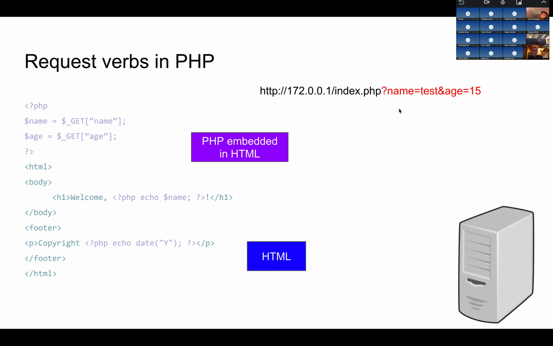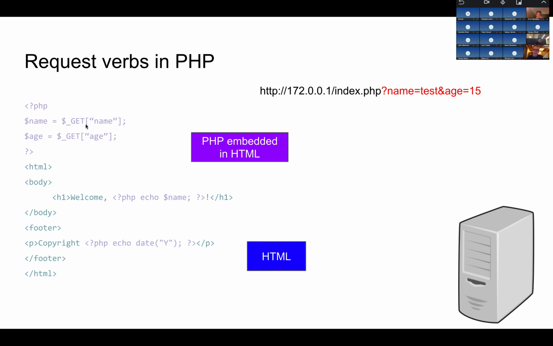So anyway, you've probably seen this question mark before at the end of a URL. This question mark basically divides the URL from the parameters. And so here we define two parameters. One of them is name with the value test, and the other is the key age with the value 15.